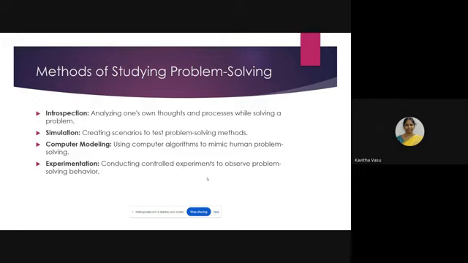Introspection means analyzing one's own thought process during problem solving. Simulation means creating scenarios that allow for testing of different problem solving methods. Computer modeling means using algorithms to mimic human problem solving behavior. Experimentation means conducting experiments to observe and analyze problem solving techniques and behaviors.